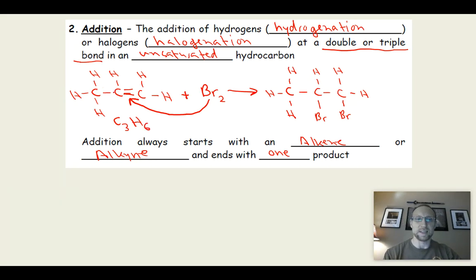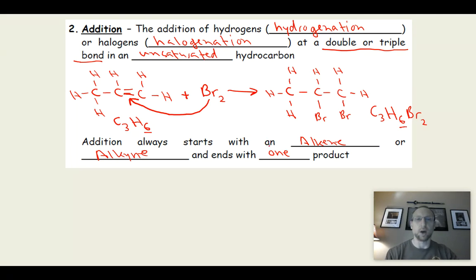It's an alkene, CnH2n. And now over here, it's C3. It still has 6 H's, and now it has 2 Brs. So notice what happened here. We didn't lose any H's because it's addition.